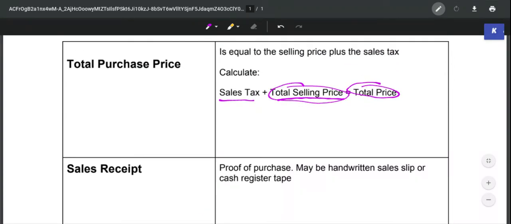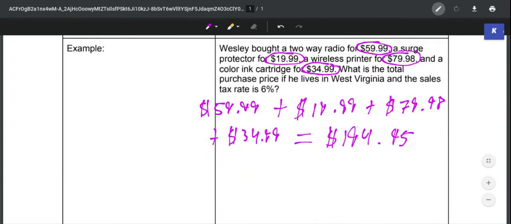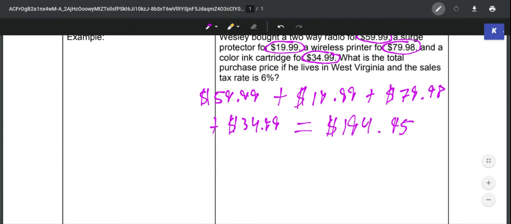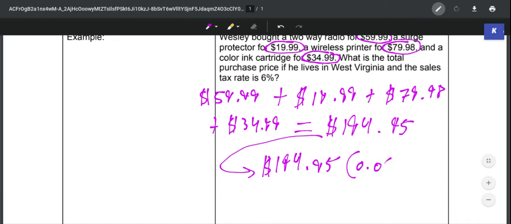Now we need to find the sales tax that would actually be added on to that. So we're going to take that number and multiply it by our tax rate. He lives in West Virginia, so the sales tax rate is 6%. So you're going to multiply $194.95 times 0.06. That's going to be $11.60. Actually, I think it'll round up to 70 cents.